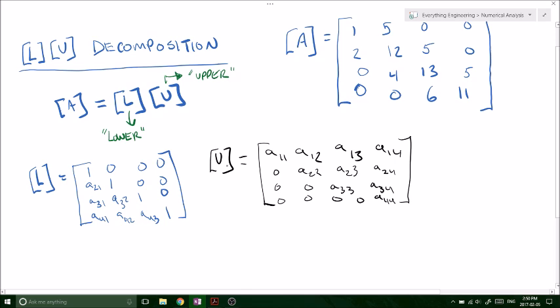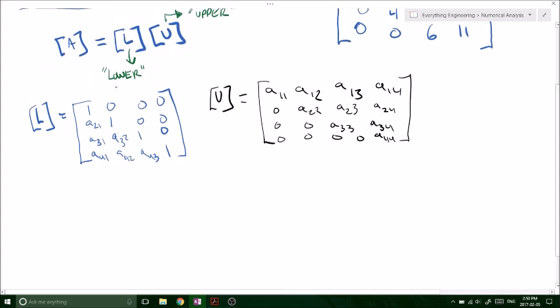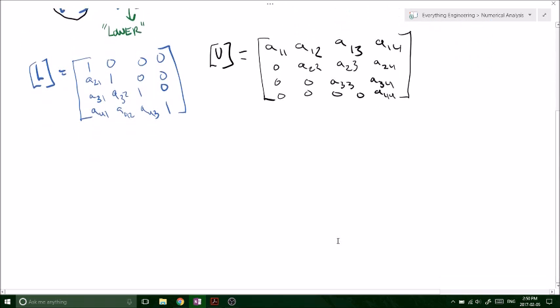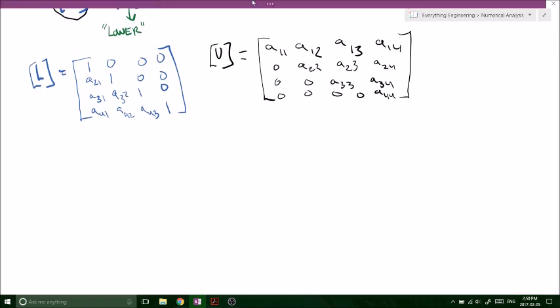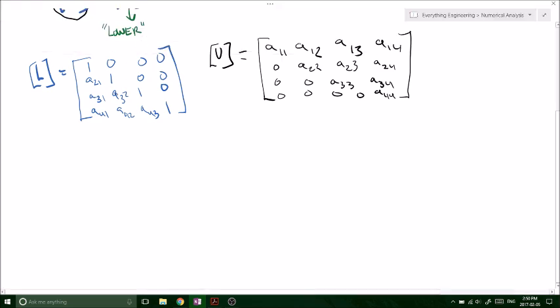And now the product of these two matrices has to equal our original given matrix A. And the given matrix A is up here. We have 1, 5, 0, 0, 2, 12, 5, 0, 0, 4, 13, 5, 0, 0, 6, 11. So this was actually an example, a question from a past midterm. So it's kind of tricky, but it's actually easy if you understand the process.